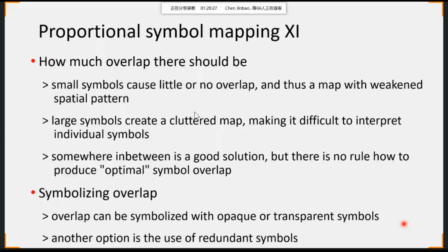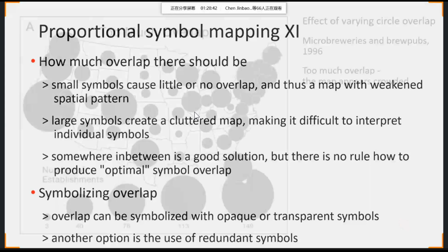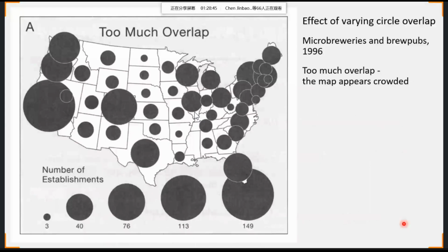Another option is the use of redundant symbols, where you use different variables to express the same aspect of the data. Here is an example for too much overlap. You have, again, the microbreweries and brew pubs. And this is about the effect of varying circle overlap. So this map is too crowded.